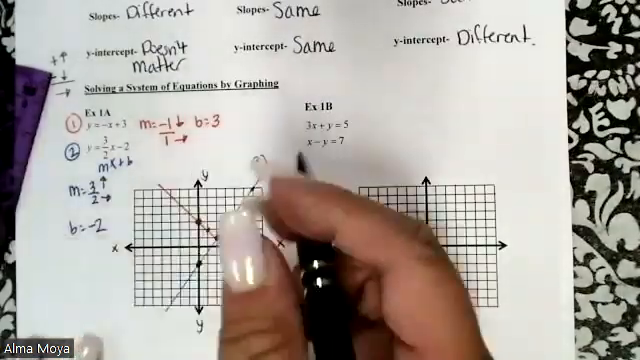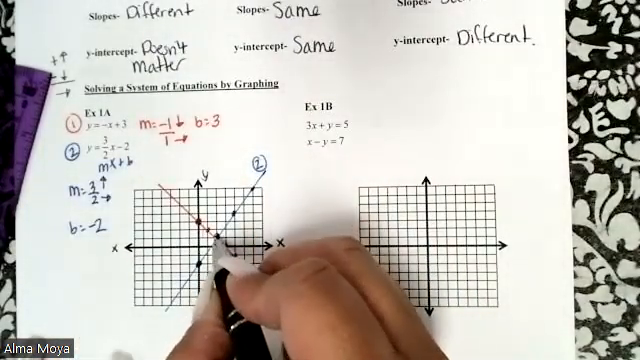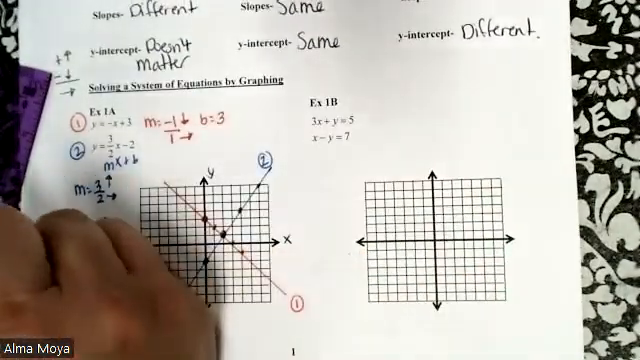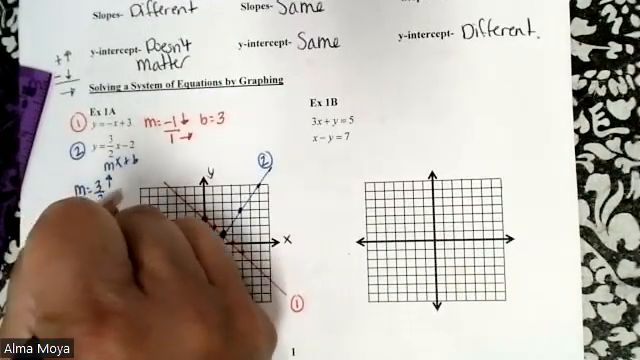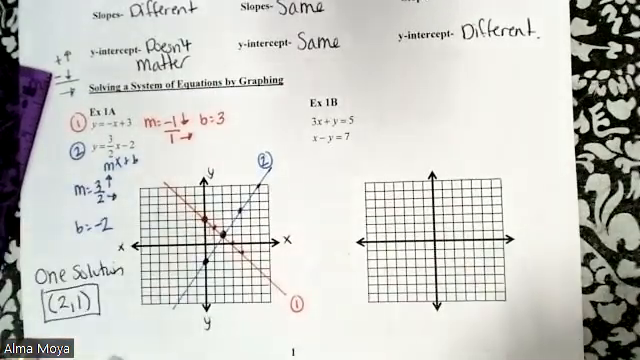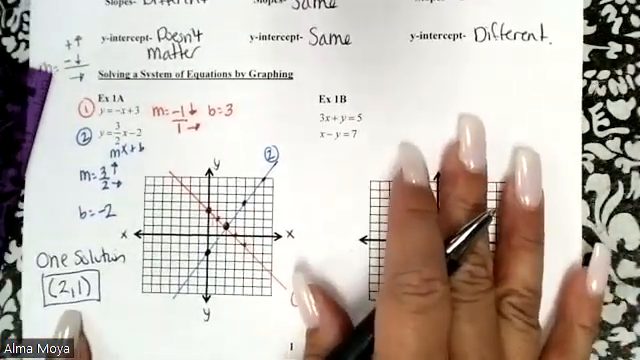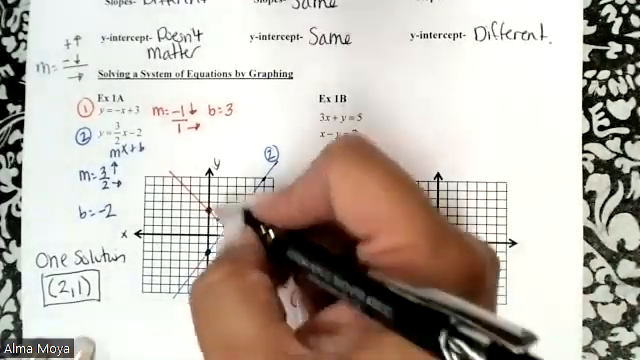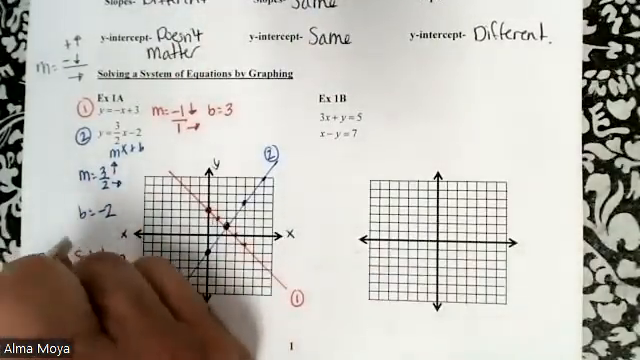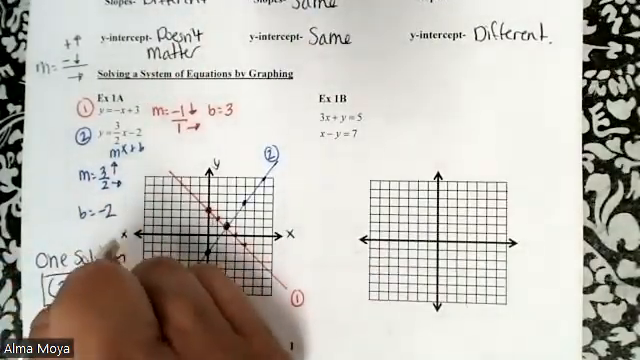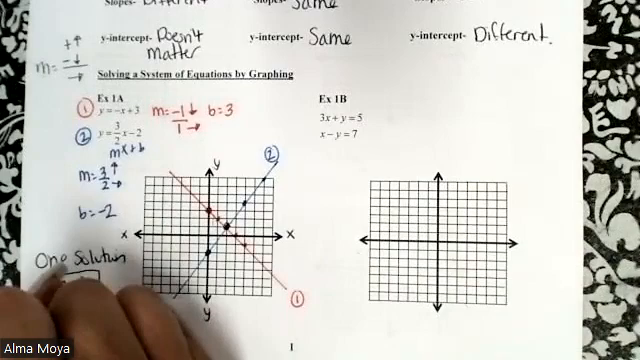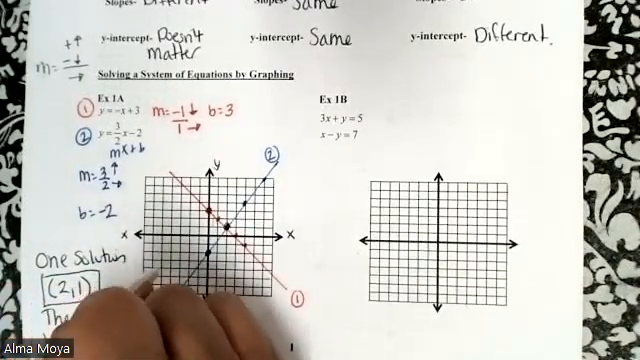As you can see, right here is the point of intersection, and that is the coordinate x is 2, y is 1. So right here we have one solution, and that is the coordinate (2, 1). So that point makes both equations true. There's only one point that will make that a true statement and that a true statement. So that's the point that makes both equations true.